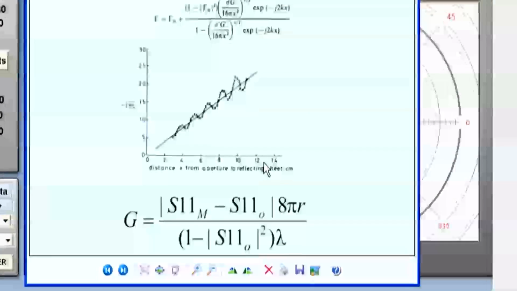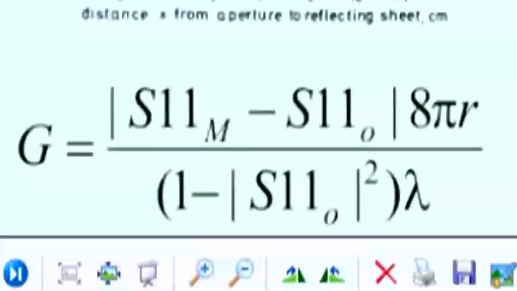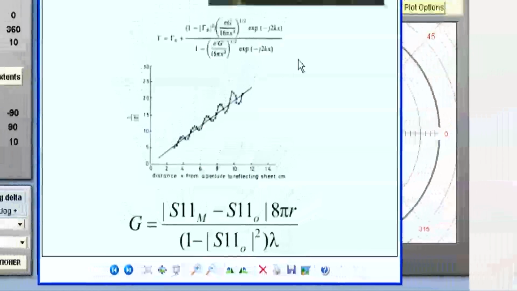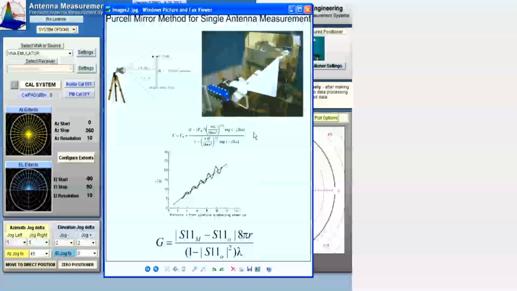The magnitude of the vector difference between the measured S11 with the mirror and the S11 in free space, times the usual constants 8 pi distance over wavelength, divided by 1 minus S11 free space squared, or essentially the available gain. This was found to be a reasonably accurate approximation to the exact equations. It should be mentioned that compared to time domain, the direct measurement requires very few frequency points, even a single frequency, and narrow or wide band. So, any antenna can be measured provided cross-polarization is not an issue.